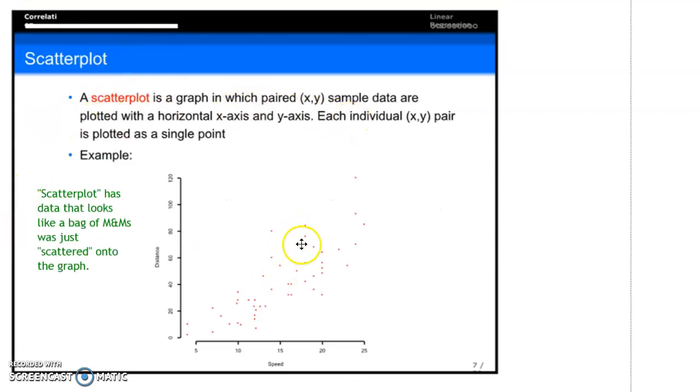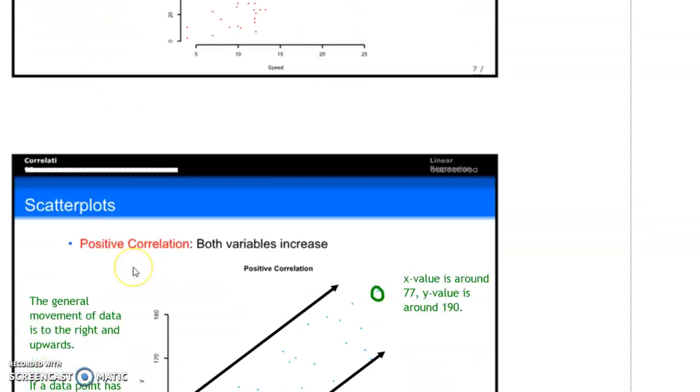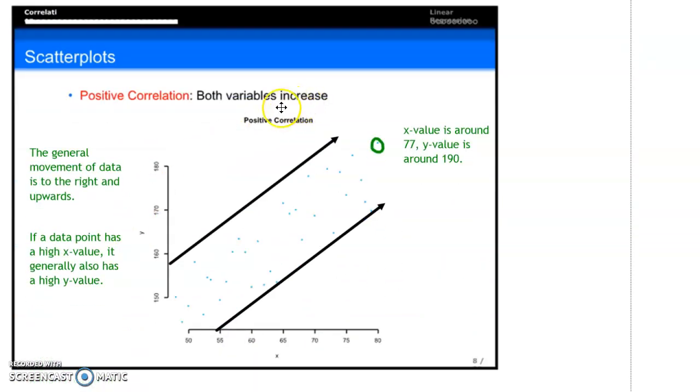A scatter plot is a graph, as I said before, in which there's an X and a Y. Each of these individual points is a piece of data. It's two pieces of data. For example, this individual red point represents a speed of about 24 and a distance of about 125 or 130, right? This point has two different variables attached to it, the X variable and the Y variable. Looks like a bag of M&Ms which is scattered onto the graph. That's why we call it a scatter plot. What a cute name.